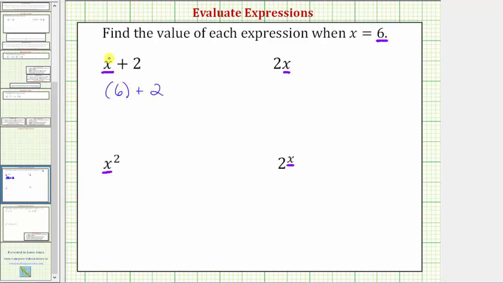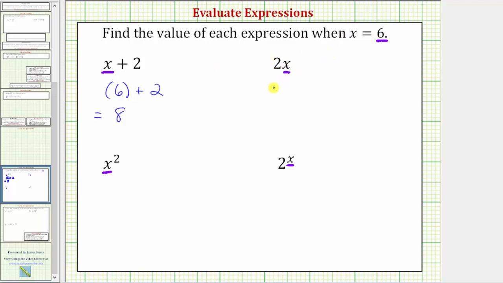Notice how I included the 6 in parentheses. I did this because it emphasizes that we're replacing or substituting 6 for x, but also sometimes when performing substitution, the parentheses are required. So if we always include them, we won't have to worry about when they are and when they're not required. And 6 plus 2 is equal to 8, which means x plus 2 equals 8 when x equals 6.